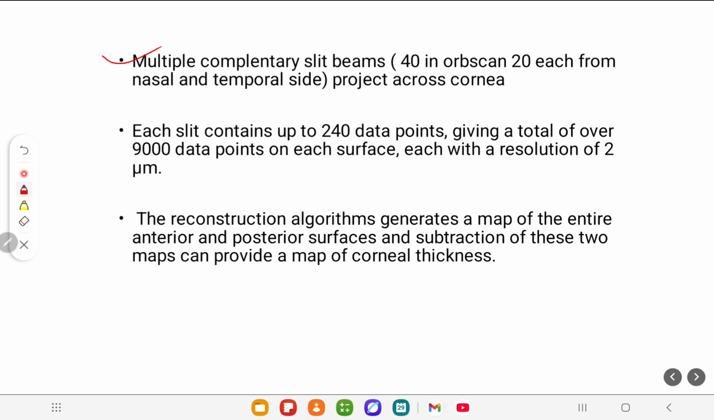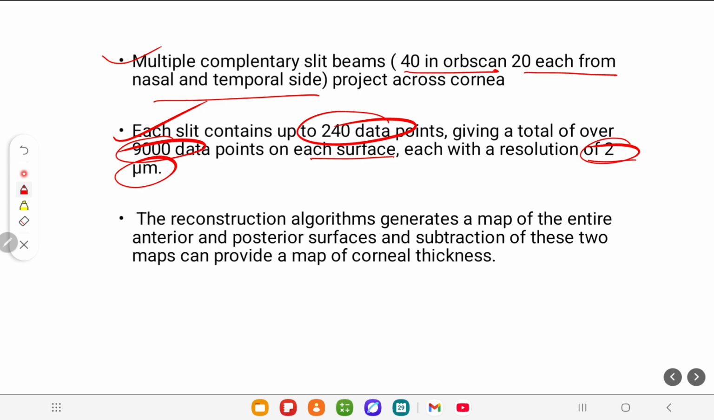It's multiple complementary beams. It's the Orbscan, 20 slits each for nasal and temporal, it projects from both sides. Each slit contains 240 data points. It's very good in case of data. Given the total, over 9,000 data points on each surface. That's great. Each with a resolution of 2 micrometers. My goodness, resolution! How good a resolution slit scanning has, isn't it? The reconstruction algorithm generates the map of the entire anterior and posterior surface.